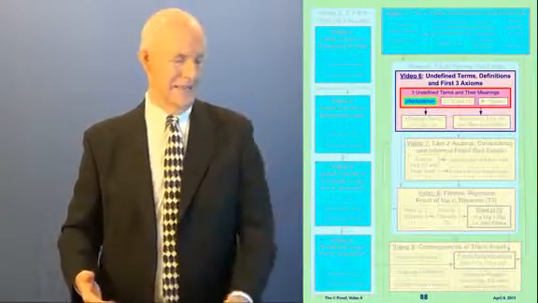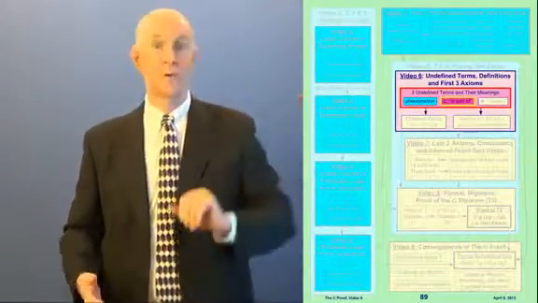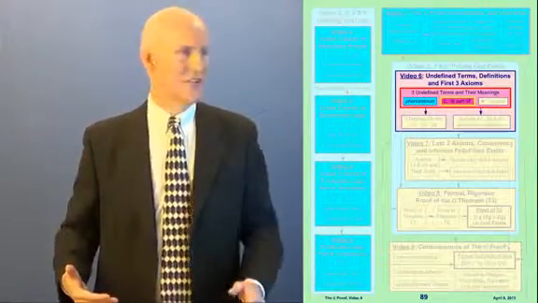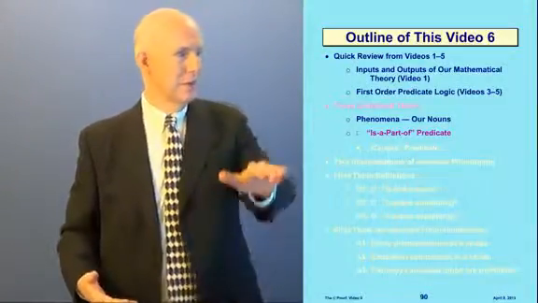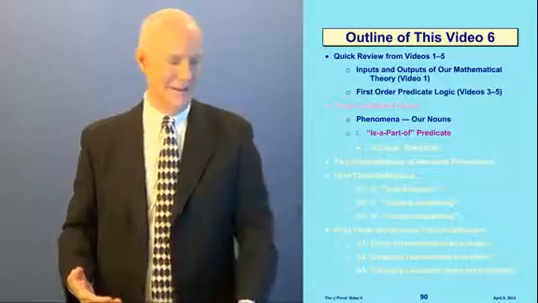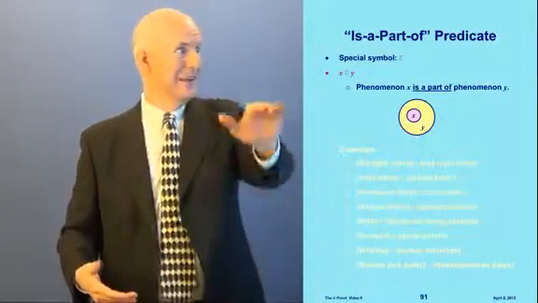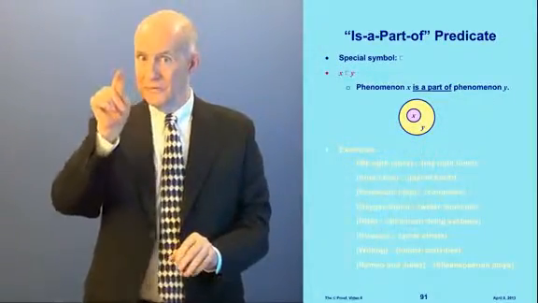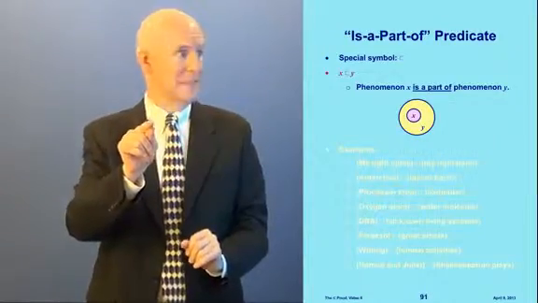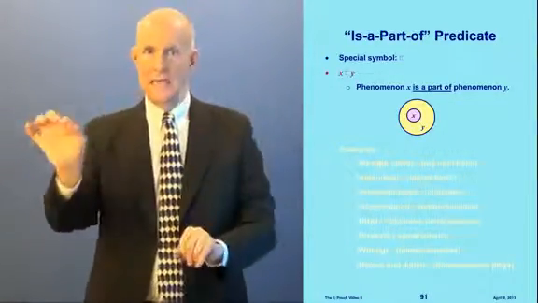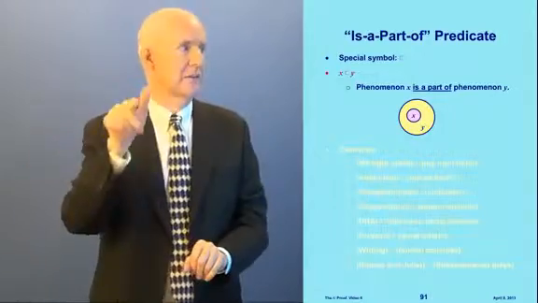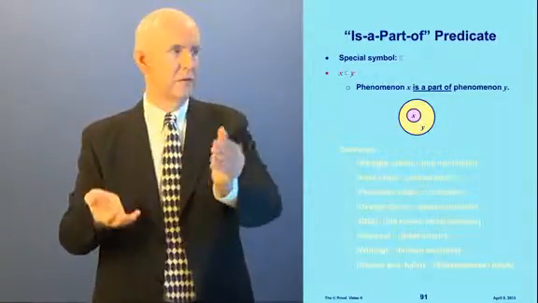I made that cyan. So now let's move on to the next one, which is the is-a-part-of relationship. Here we are in our outline. It's a predicate, remember? Like I said, the symbol is the square with the right-hand side missing. So we can say X is a part of Y, phenomenon X is a part of phenomenon Y, putting X and Y into the two blanks.